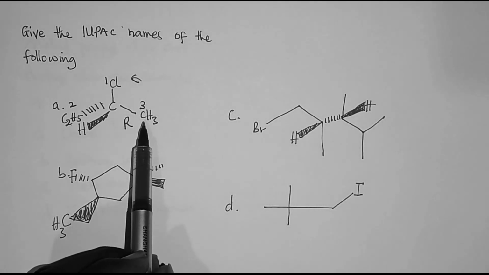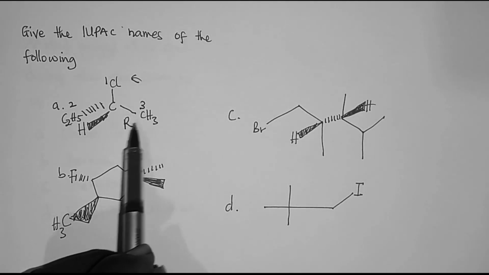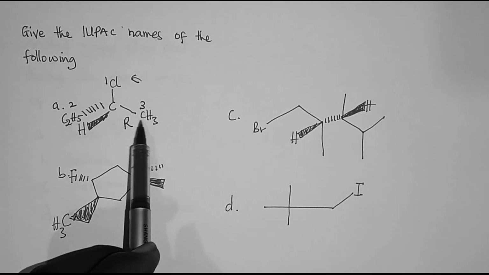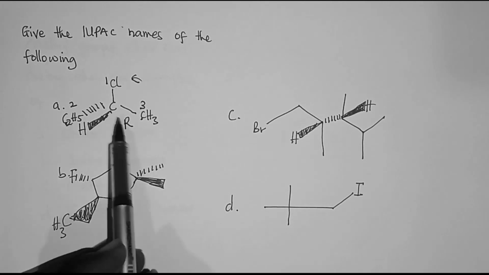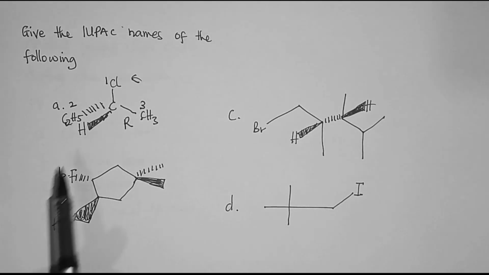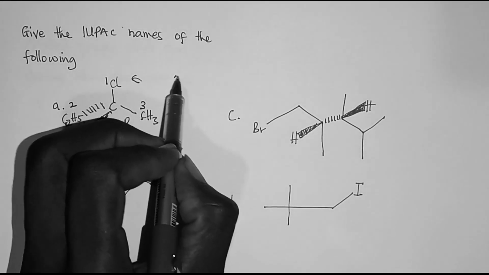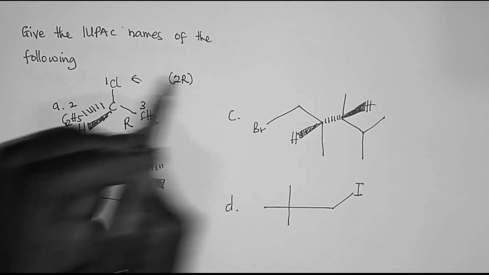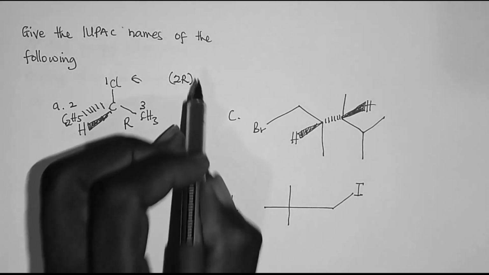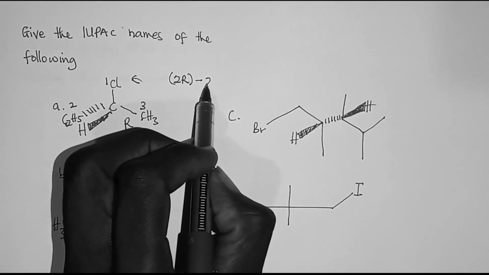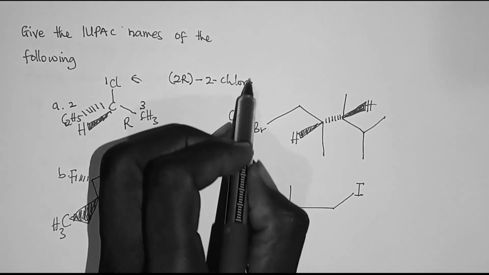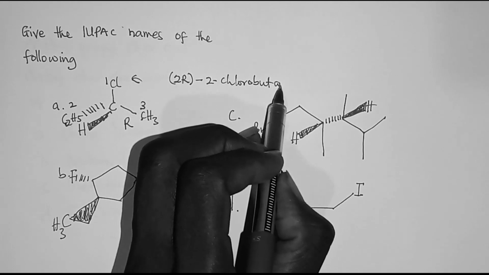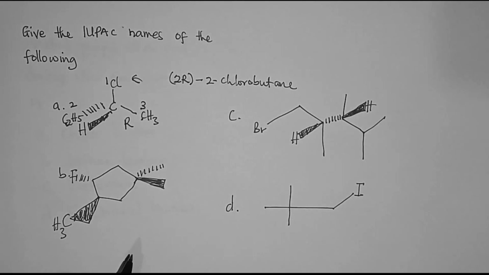So let's go ahead and name it. So we can see that there are 4 carbons on this molecule, carbon number 1, carbon number 2, and there are also 2 carbons here. And on carbon number 2, we have a chlorine substituent on it. So we need to first indicate the configuration in brackets, which is a 2R, then 2-chloro. The number of carbons are 4, so 2-chlorobutane. So the name of this molecule is (2R)-2-chlorobutane.